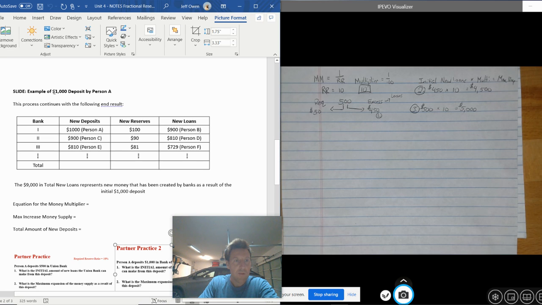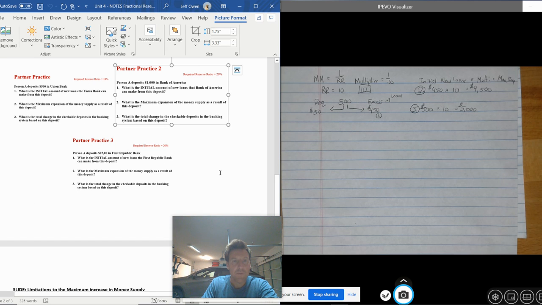In our example, we had $1,000 deposited by person A. They put 1,000 in. Then the next time person C deposits 900, then it was 800. That 1,000 will be hit by our full money multiplier. So in this case, I can't remember, was it 10%? Yeah. So this one would have been 1,000 times 10 is 10,000. The new reserves, when you add that out, will actually always end up equaling the amount of the initial deposit, and new loans is our new money.